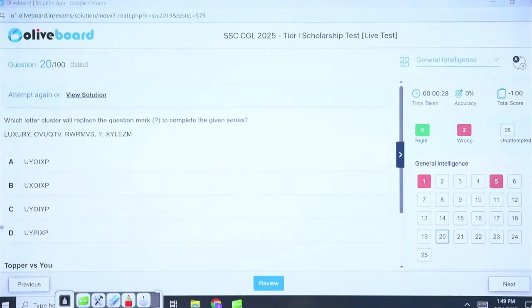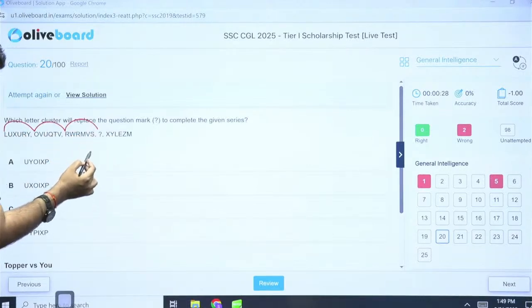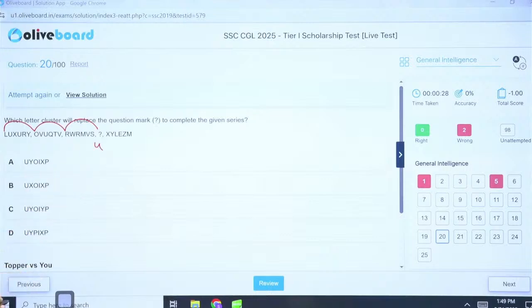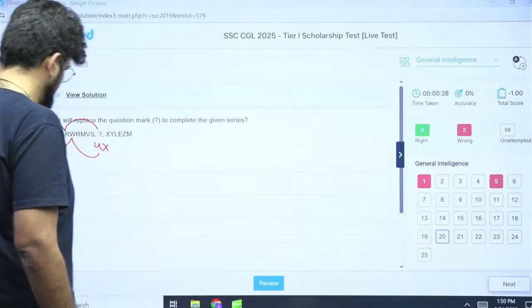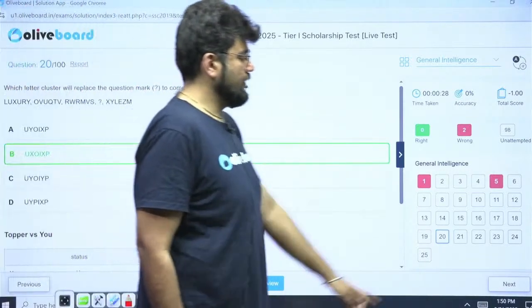So what's happening here? This is 12 plus 3, 15 plus 3, 18 plus 3, 21 plus 3, 24. So it should start with U. Obviously all the options start with U. The next one is 21 plus 1, 22 plus 1, 23 plus 1, 24. So UX. So this is gone, this is gone, this is gone. Only option B is the right answer. Question number 21.